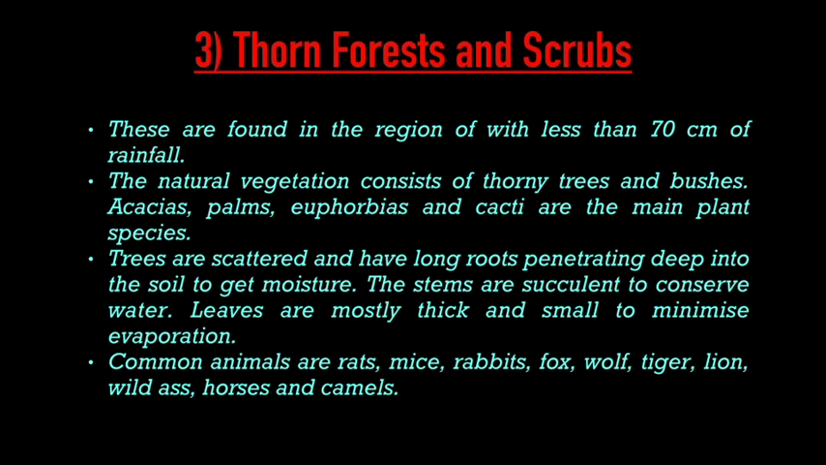These are found in the region of less than 70 centimeters of rainfall, that means arid zone. The natural vegetation consists of thorny trees and bushes. Acacias, palms, euphorbias and cacti are the main plant species.